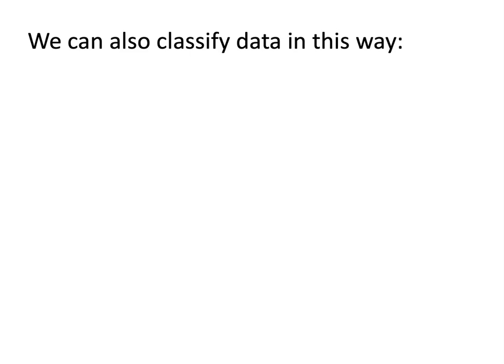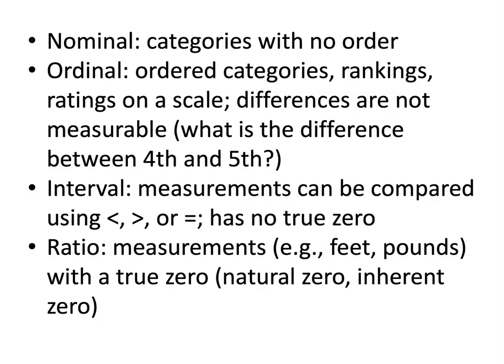We can also classify data in this way: nominal, ordinal, interval, or ratio. Nominal data, those are categories with no order, so you can't say one category is better or worse than another. Ordinal, these are ordered categories like rankings or ratings on a scale. The differences are not measurable.